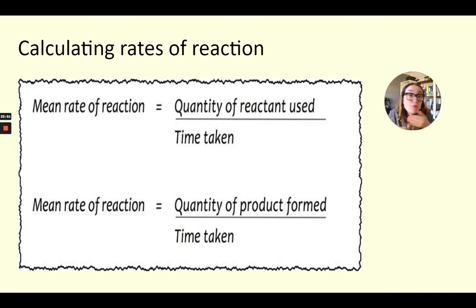So if more reactant got used up in a shorter amount of time, that's going to be a quicker rate than if it was less being used up. The other way, and if I'm being honest, the more common way to measure it is the amount of product formed. So often this is with a gas. And you can see how much product is being formed in a given amount of time, or how long it takes for a certain amount of product to be formed. And that will show you your rate of reaction as well.